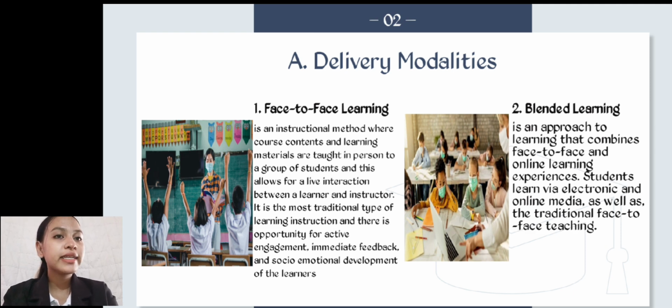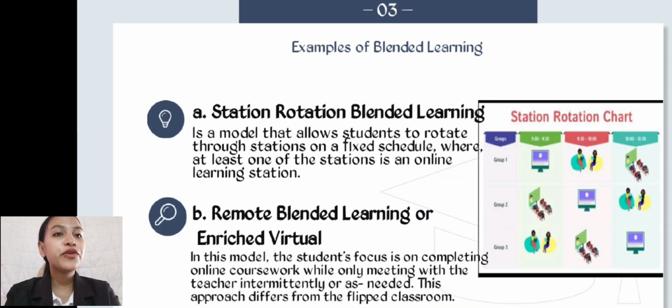So there are four examples of blended learning. The first one is station rotation blended learning. It is a model that allows students to rotate through stations on a fixed schedule where at least one of the stations is an online learning station. As you can see in the picture, in this model, the students move between different learning stations. One station might be for working on a computer, another for doing group activities, and another for learning with the teacher. This helps students learn in different ways and keeps them active.